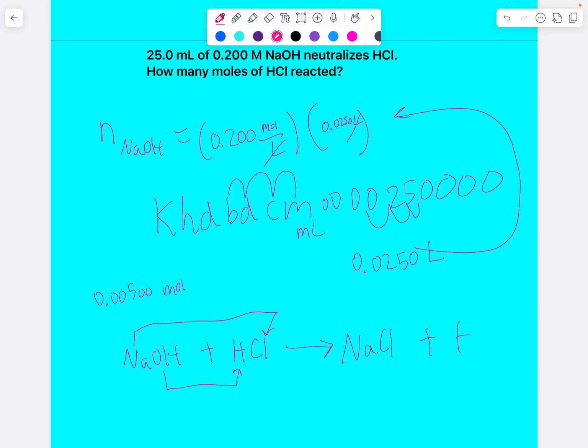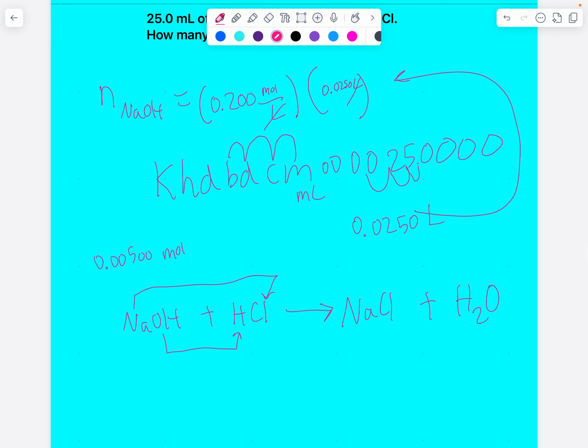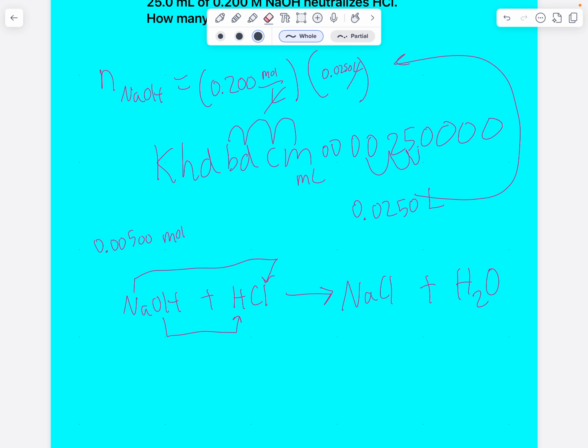NaCl plus H2O. So let's take a look real quick. Is this balanced? You got 1 sodium. You got 1 chloride. You got 2 hydrogens. And you got an oxygen. And here you have 1 sodium, 1 chloride, 2 hydrogens, and an oxygen. Okay, so it's balanced, right? So the coefficients are 1 to 1.